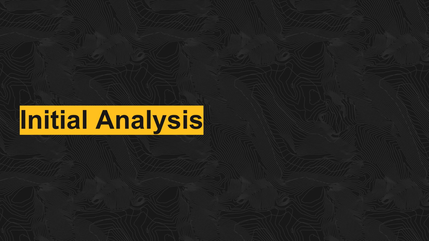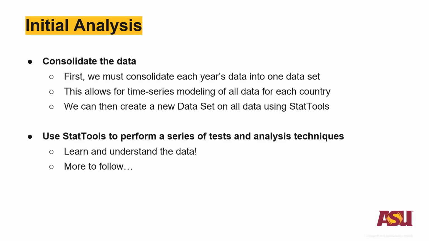Initial analysis. The foundation of our analysis was built upon exploring the relationships between LPI scores and 6 key factors: customs, infrastructure, international shipments, logistics quality and competence, tracking and tracing, and timeliness. To reveal these connections, we employed a variety of statistical models tailored to the data and the insights we hope to obtain. First, we consolidated the data for each year into a single data set.